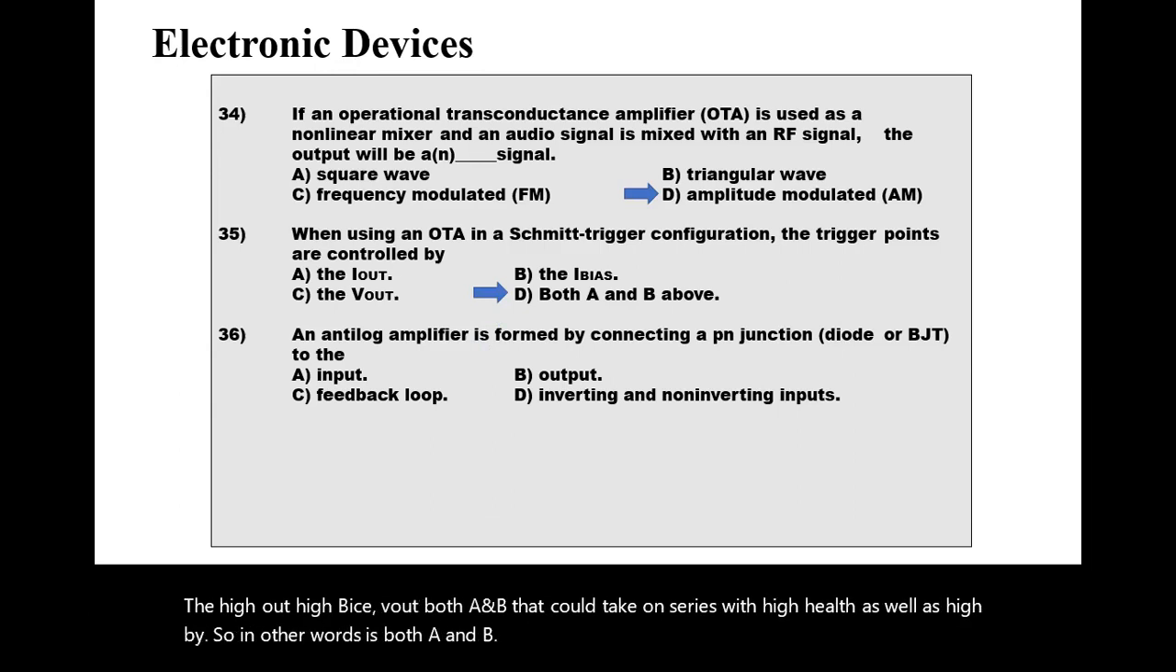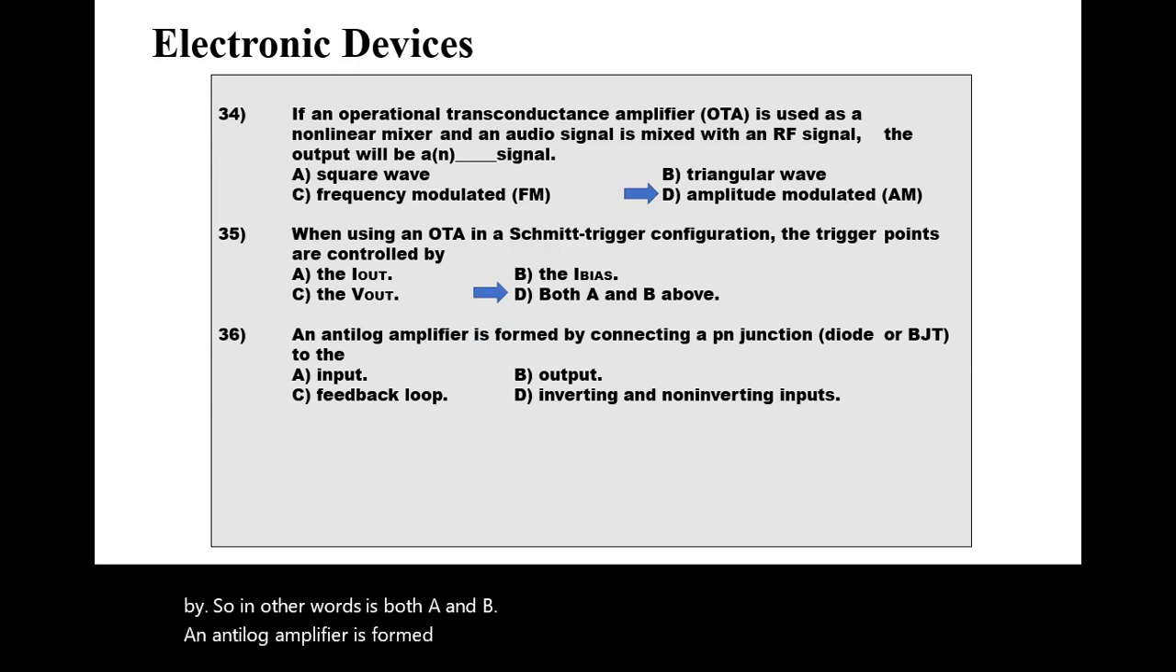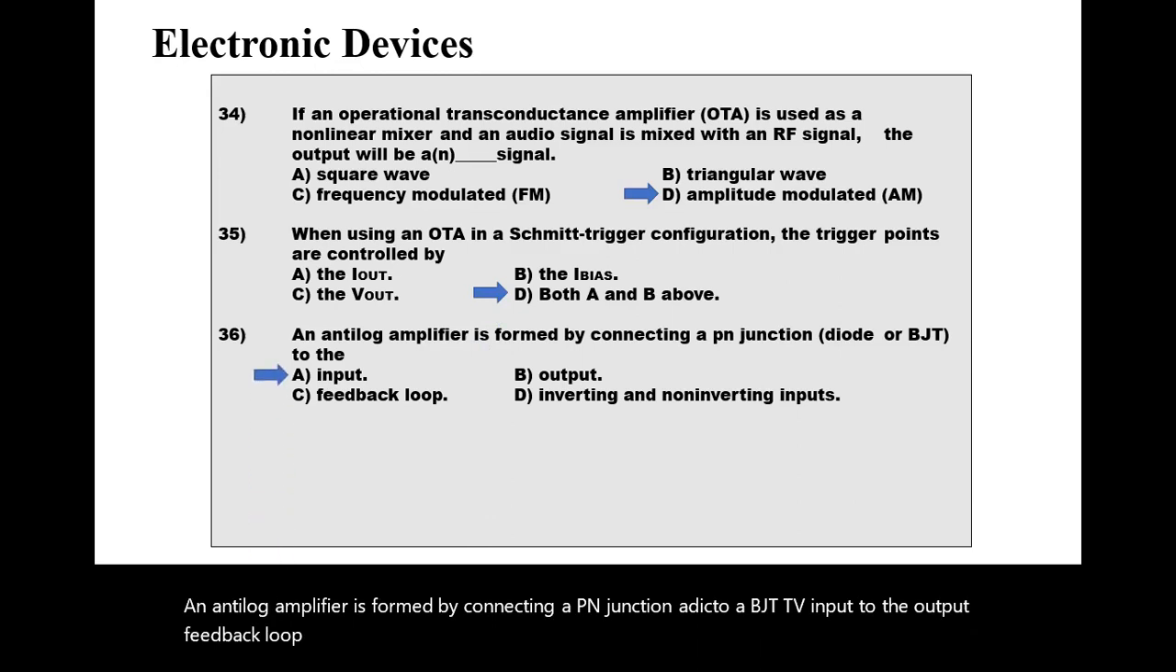An antilog amplifier is formed by connecting a PN junction, a diode or a BJT, to the input, the output, the feedback loop, or the inverting and non-inverting inputs. Connect that to an input.